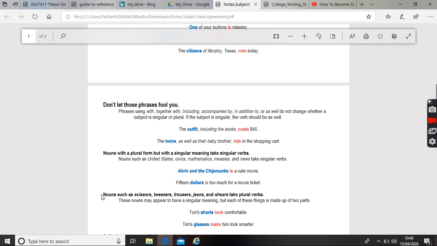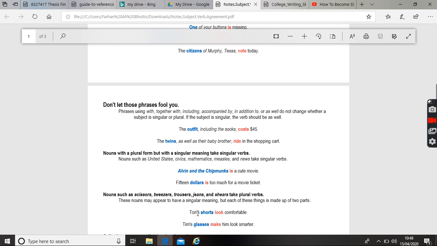Move on. Now, the next rule is that nouns such as scissors, tweezers, trousers, jeans, and glasses take plural verbs. These nouns may appear to have a singular meaning, but each of these things is made up of two parts. Now, if you see all these things, they are single things, but they are made up of two things. Like scissors, there are two parts of scissors, there are two parts of trousers, there are two parts of jeans. So we'll always treat them as plural, not as singular.